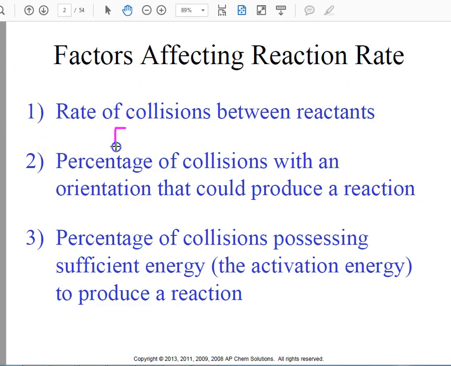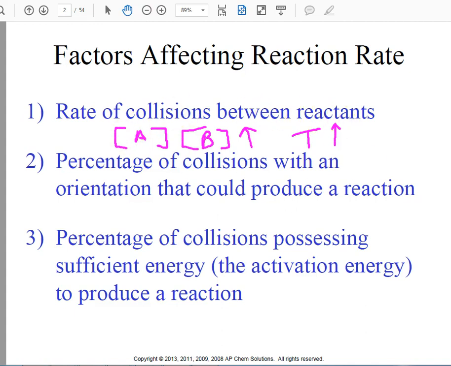Well, we can increase the concentration of our reactants, and that'll change how often they collide, right? If we have a lot more particles in the container in terms of concentration, then that will cause the rate of collision to increase. We can also mess with the temperature, because if we increase the temperature, the particles move faster, and if they move faster, they're probably going to collide more.